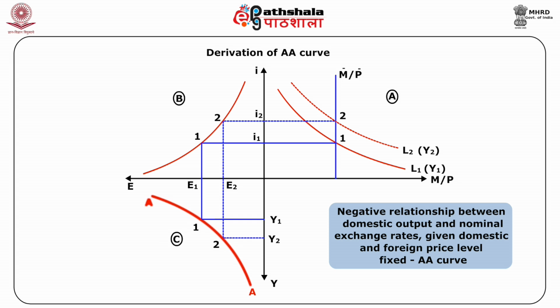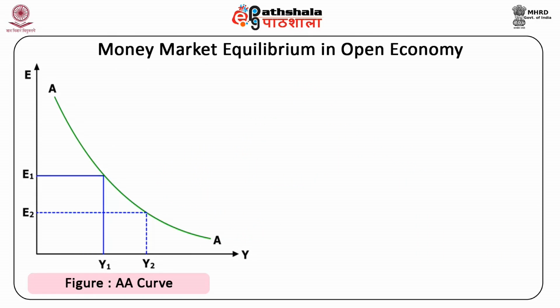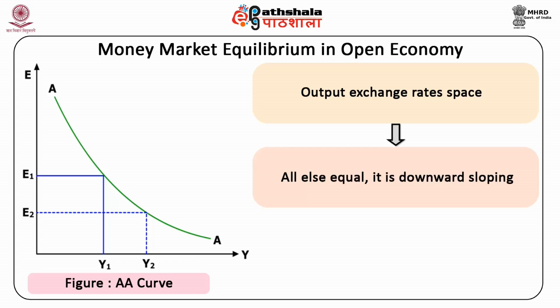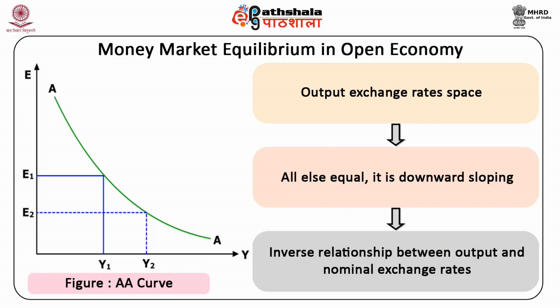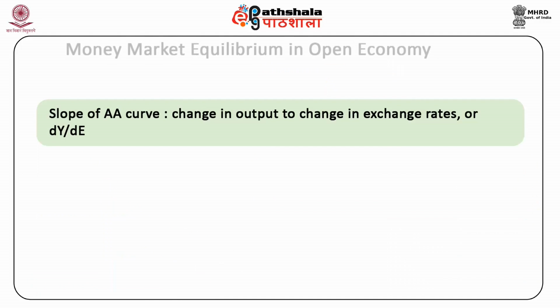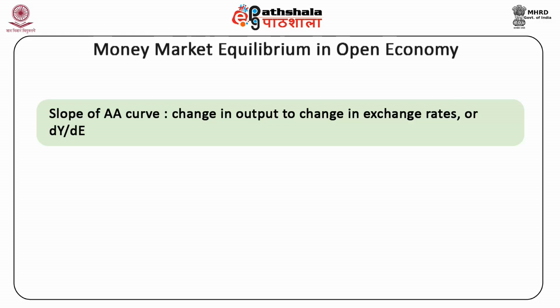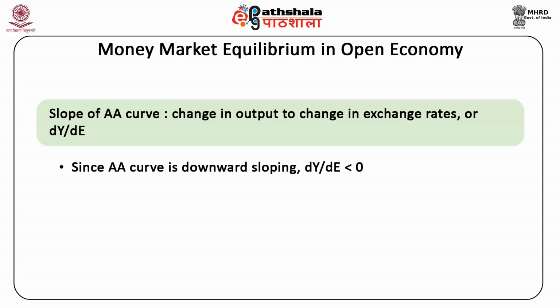This curve is the AA curve. The figure shows the AA curve on output-exchange rate space. All else equal, it is downward sloping, showing an inverse relationship between output and nominal exchange rates. The slope of the AA curve is given by the change in output to the change in the exchange rate, or delta Y by delta E. Since the AA curve is downward sloping, delta Y by delta E would be less than 0.